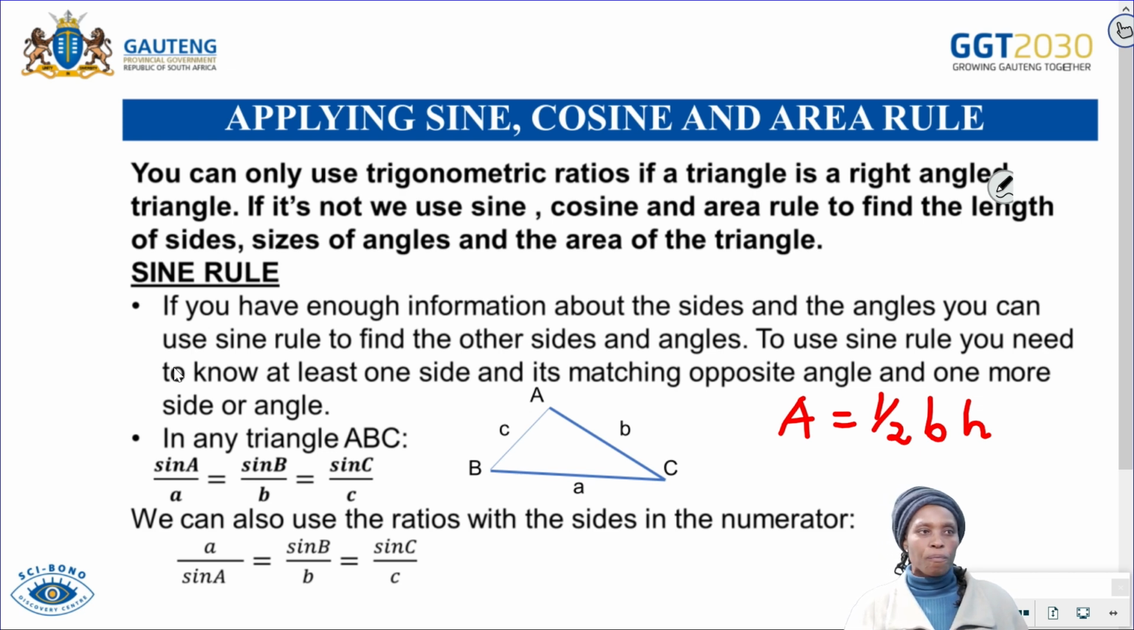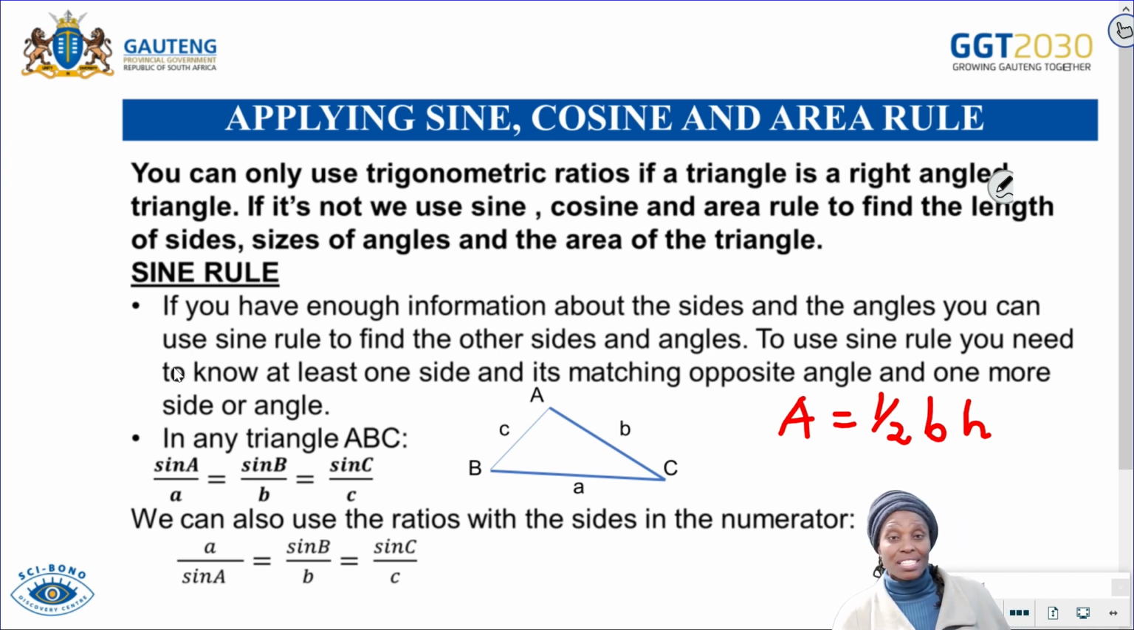Or if you don't have a right-angled triangle, where you won't be able to identify this one as my opposite side, this one as my adjacent side, this one as my hypotenuse, you cannot use right-angled triangle ratios to find the sides. Or you can just use the what? The sine rule or the cosine rule, depending on the information that is given.